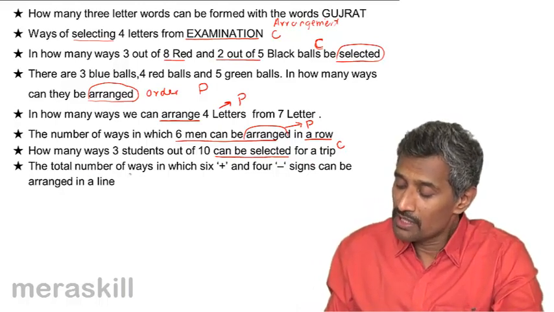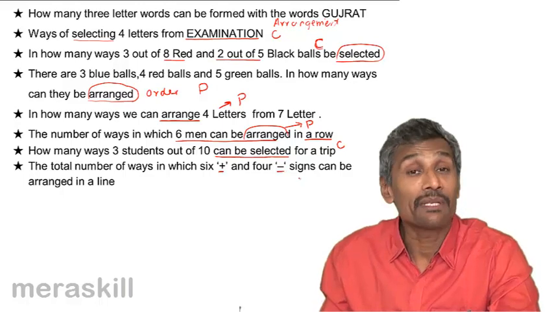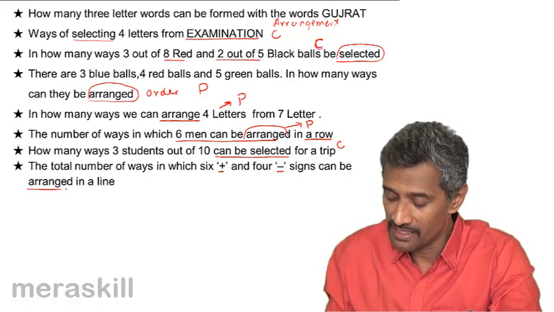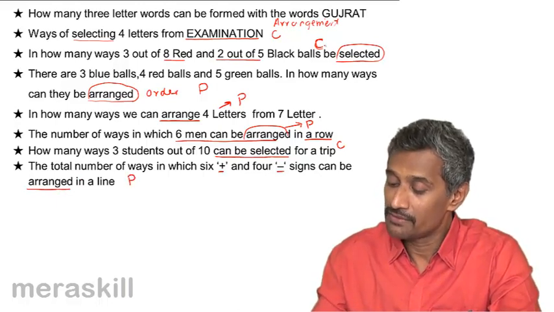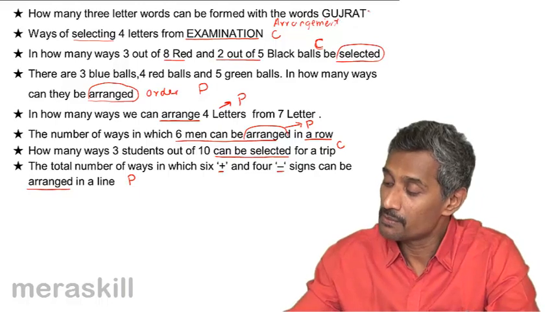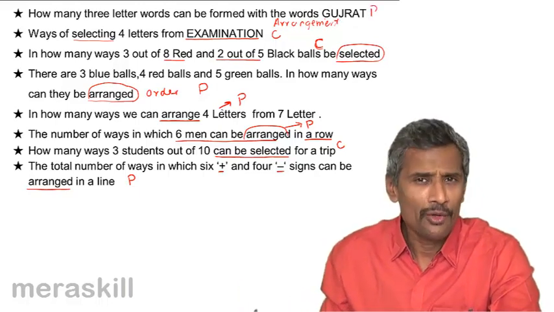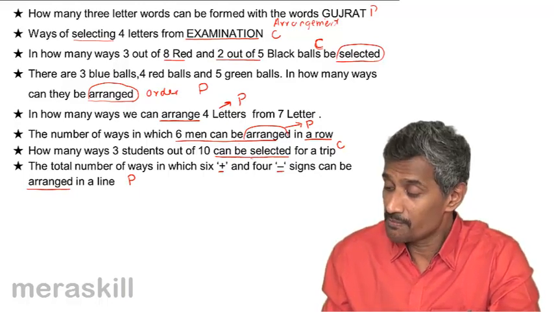Then, the total number of ways in which 6 pluses and 4 minus signs can be arranged in a line. You're talking about arrangement. Since it's an arrangement, definitely it's a permutation. So this one, the first one, is a permutation. You can just check your answers. I hope concepts are slowly getting clearer. Let's take up more examples.